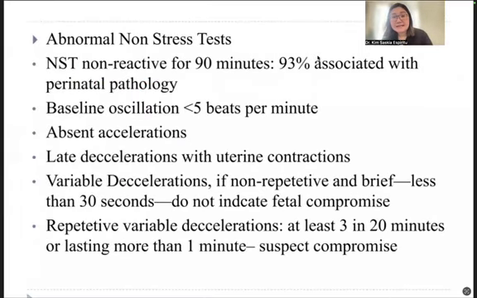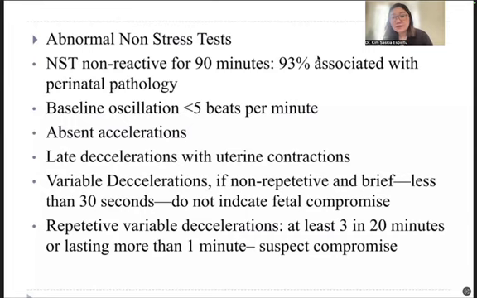An abnormal NST, or abnormal non-stress test, is when the fetus is non-reactive for 90 minutes. So this is 90% associated with perinatal pathology. If you extended your trace already to 90 minutes and still there are no accelerations, it's an abnormal NST, and 90% is associated with possible fetal pathology.